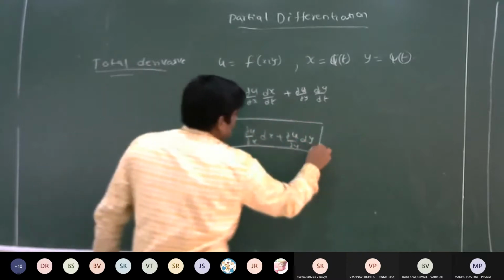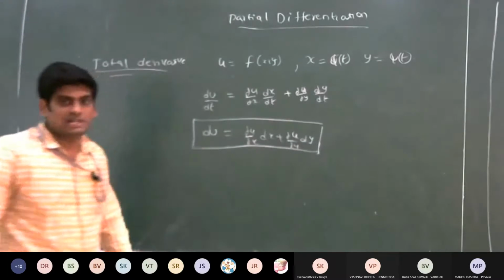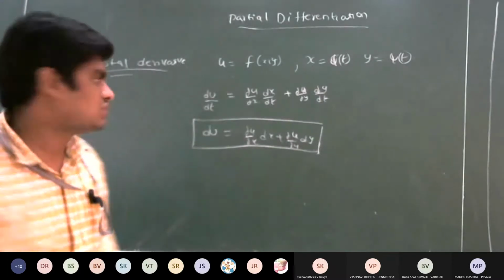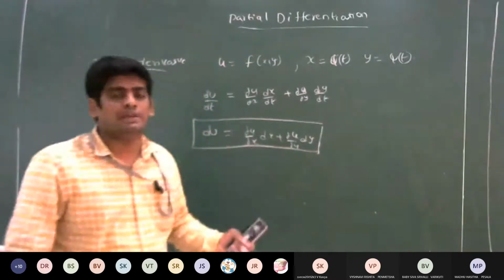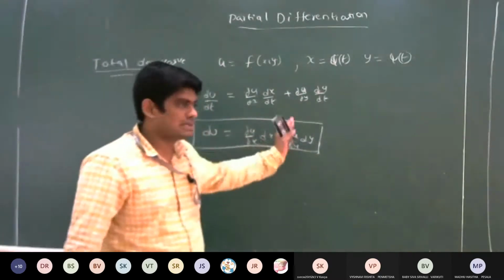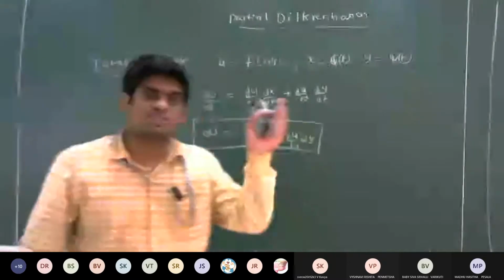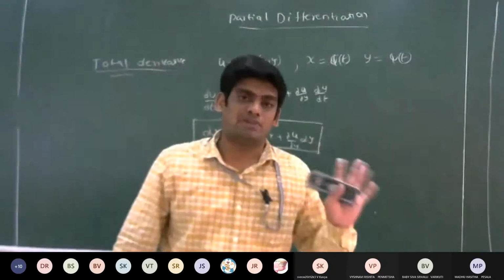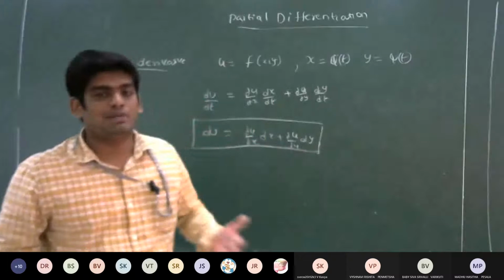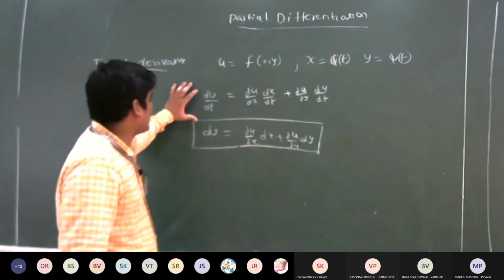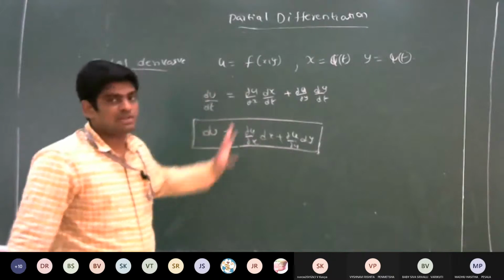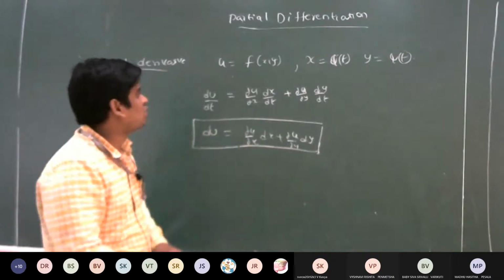So this is called the total derivative formula. It is very simple, but we cannot specify in the problem that it is solved by the total derivative formula. Whenever it is applicable, we can just use this formula. Because of that, here I am writing the du by dt value. So this is called the total derivative formula.